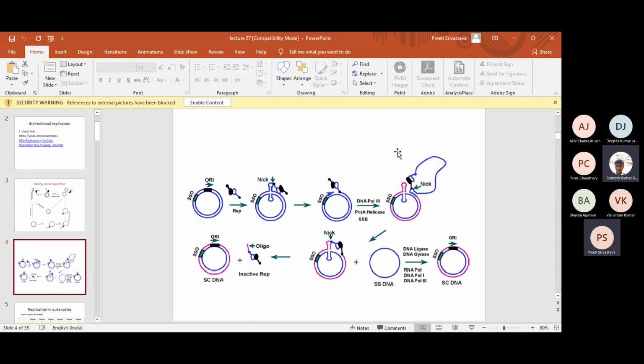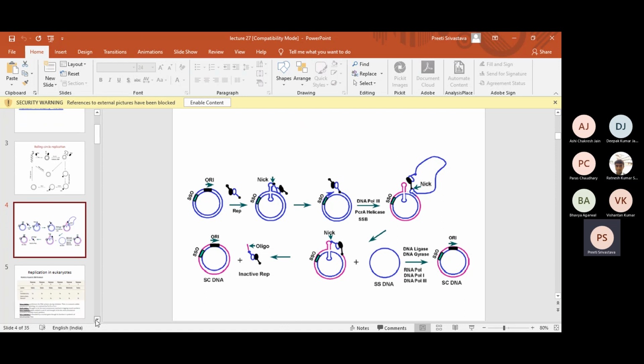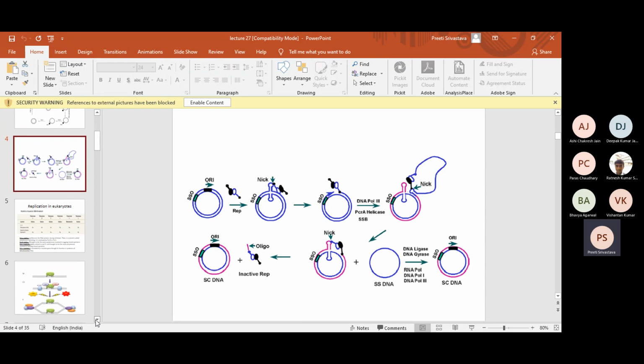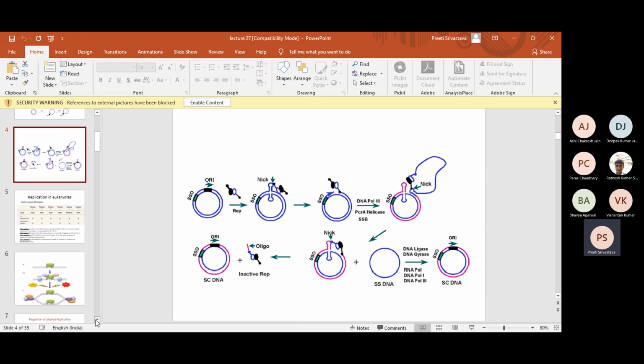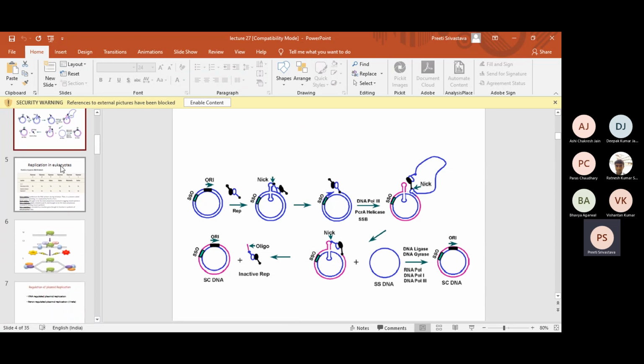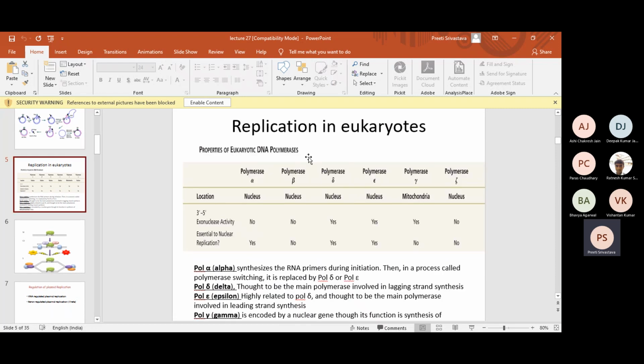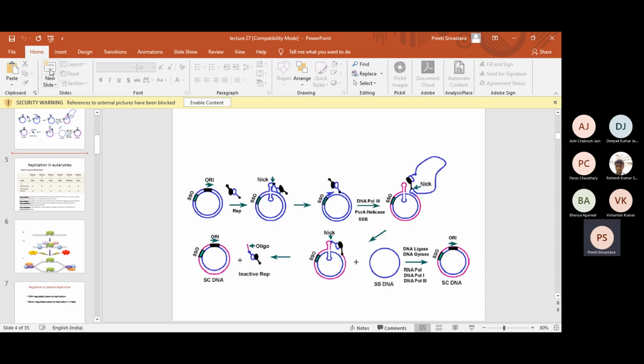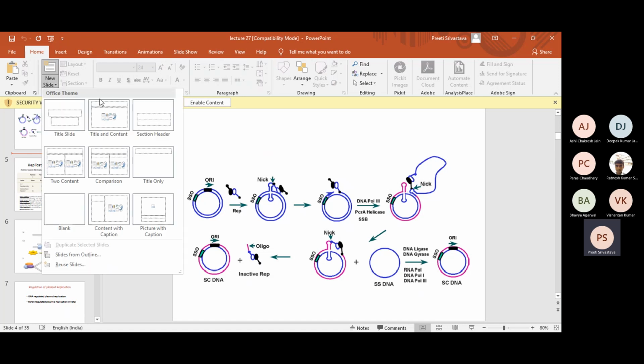Okay. So since we have discussed bidirectional replication, which is theta, and rolling circle replication, and because Ratnesh wanted some information on eukaryotes as well, I have included that. Otherwise, we do not cover it. The polymerases in eukaryotes are different. But before explaining this, I'll tell you a few basic differences.